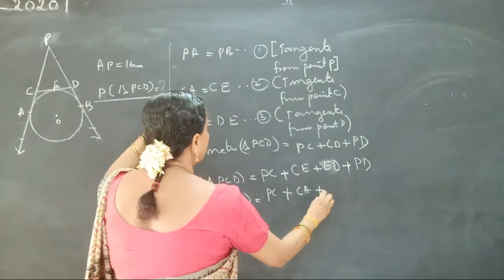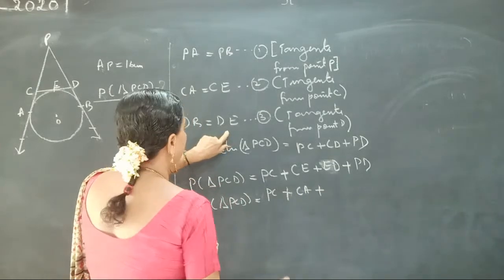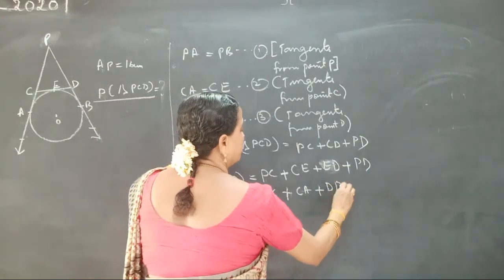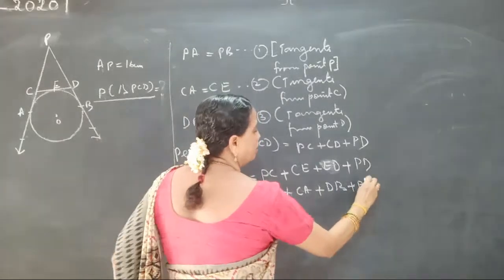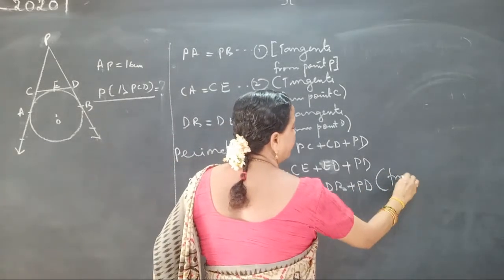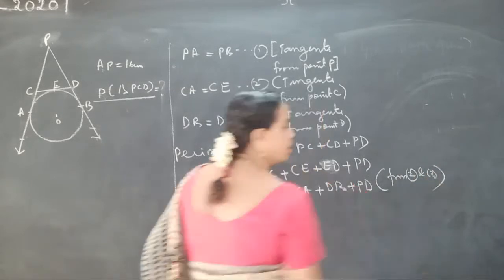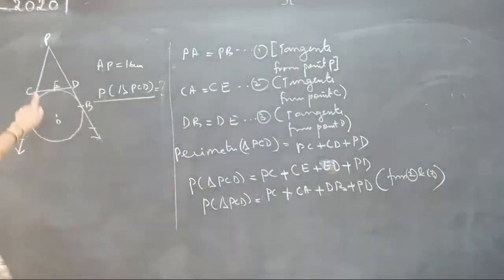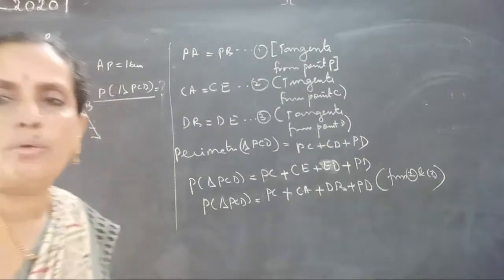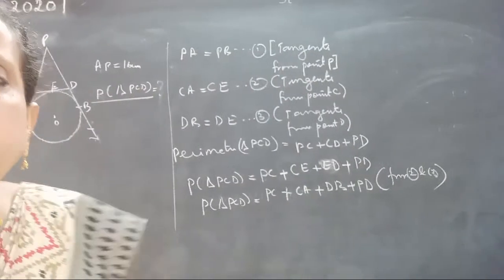CA. What is ED according to result 3? It is DB plus PD. In the bracket you write result 2 and result 3. Clear? I substituted CE as CA, DE as DB. Clear? So now, can you see?